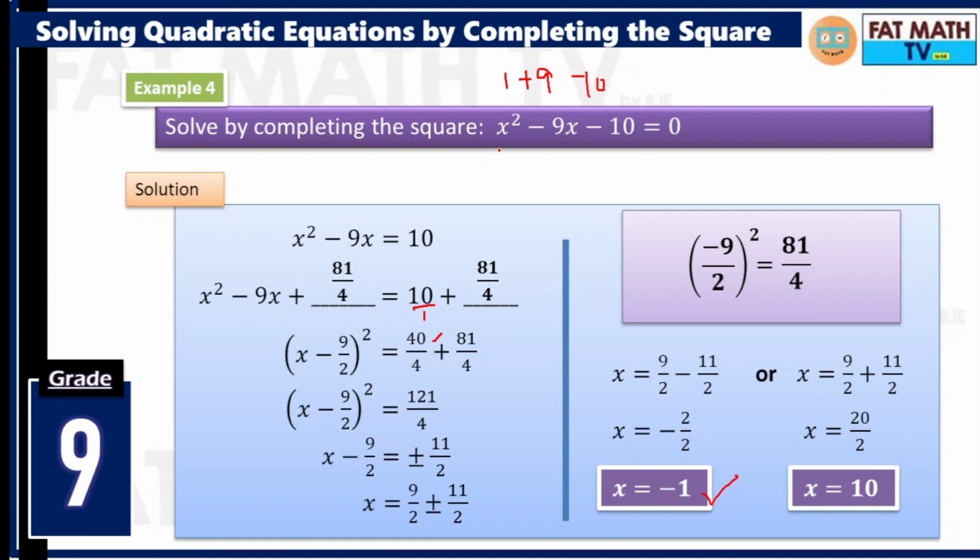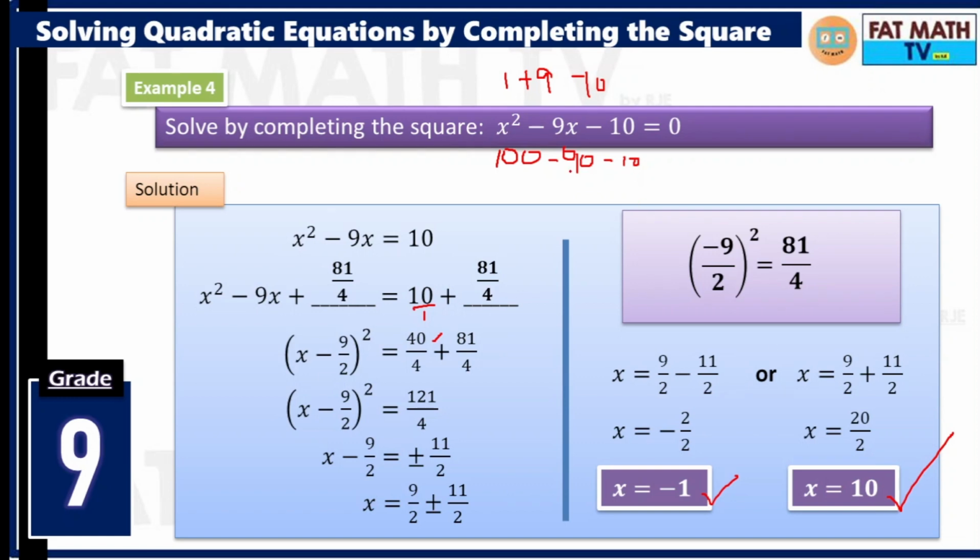If x is 10, x squared is 100, minus 9 times 10 is 90, minus 10. 100 minus 90 minus 10 is indeed 0. So correct. It's also 0. So this one is correct.